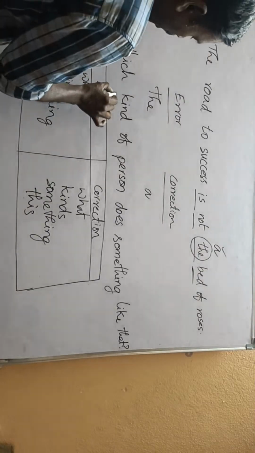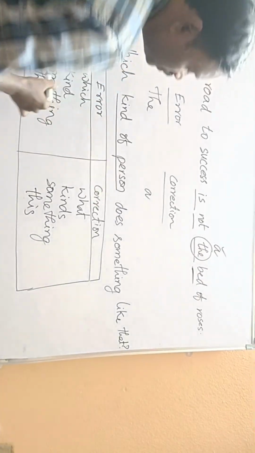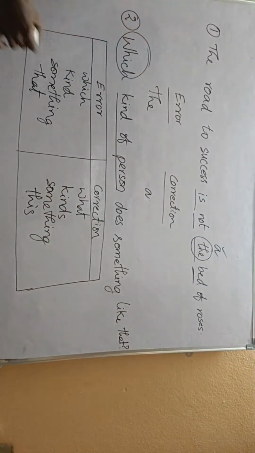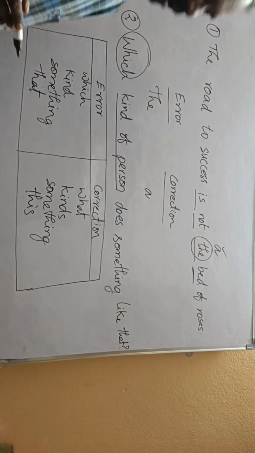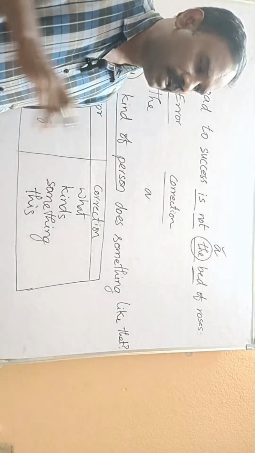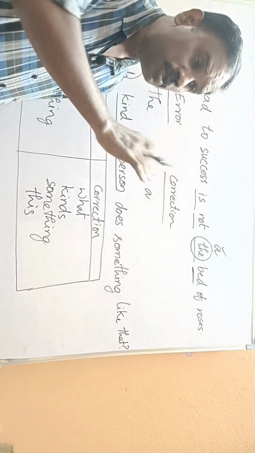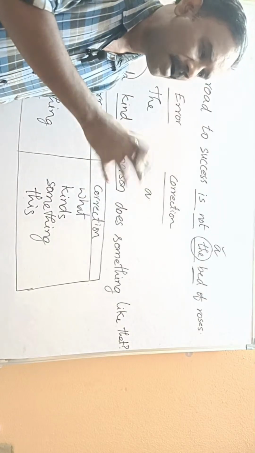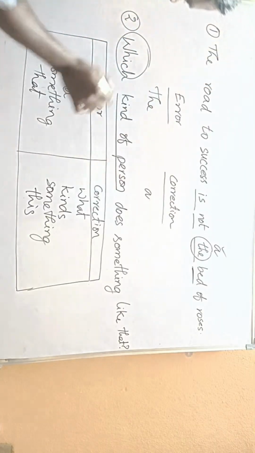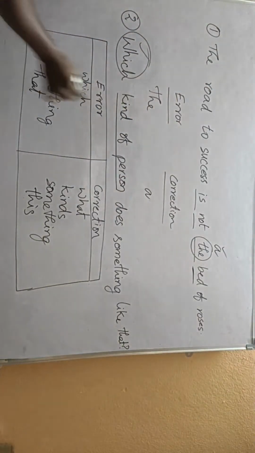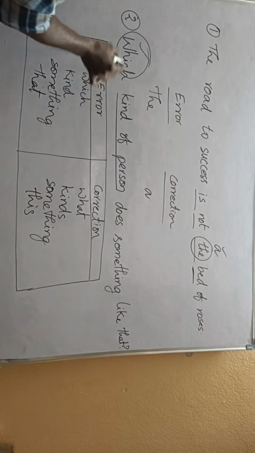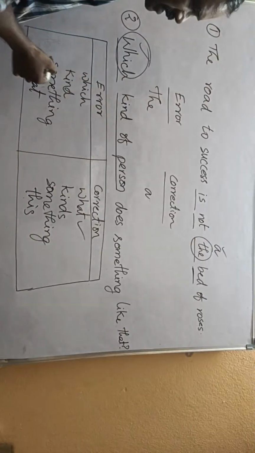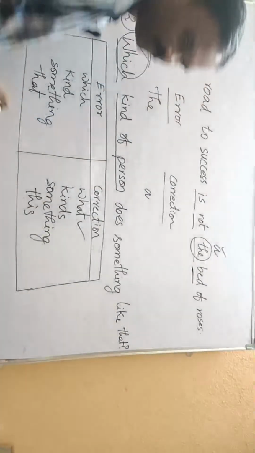See, kind of person never takes which, because which is an optional. Where do we use the question word which? To choose one among the many. But here no option is given. So instead of which, we have to write what. What kind of person does something like that?